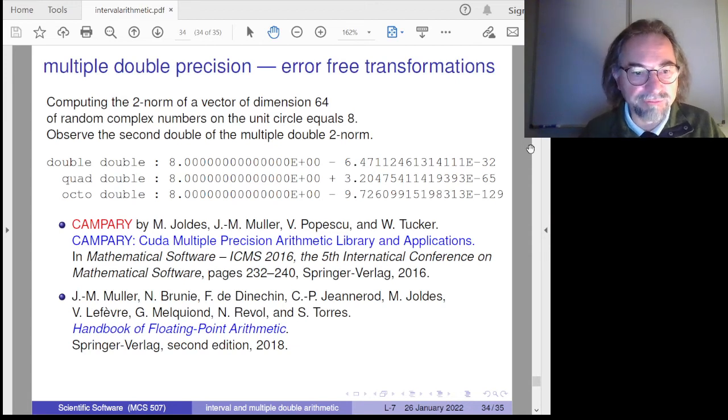Now, there is one important reference here. I did not say too much about floating point arithmetic. The last reference is available through our UIC library. And this is a resource that contains more than you ever wanted to know about floating point arithmetic, including the multiple double arithmetic. So notice that there is an overlap between the software library CAMPARY authors and the writers of this handbook.